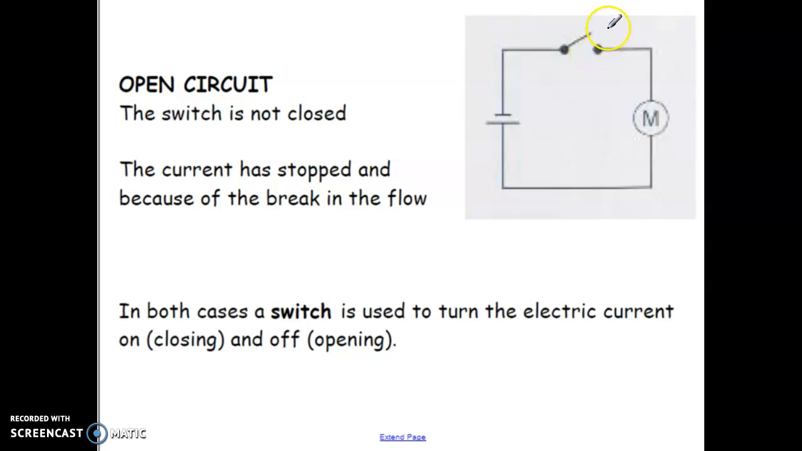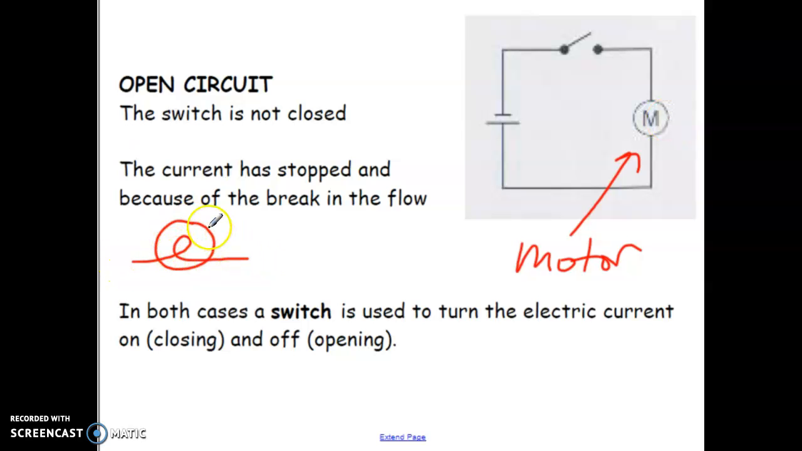Whereas an open circuit, if you notice we have an opening here, and this symbol here is representing a motor. You may or may not have seen this before. The symbol for a light bulb or a lamp, remember, is that loop with the circle around it. The M with the circle represents a motor. This is another type of load.